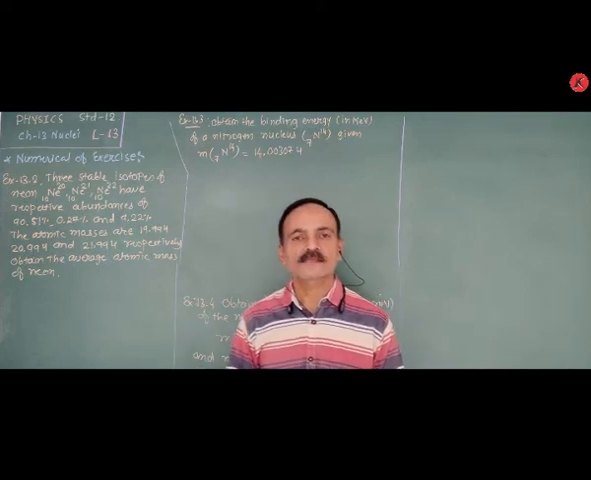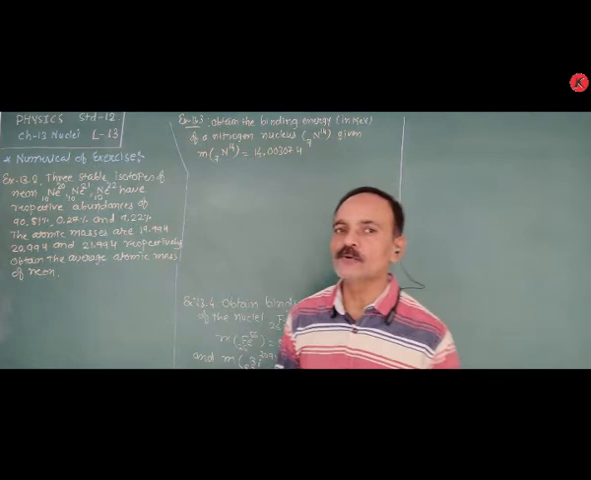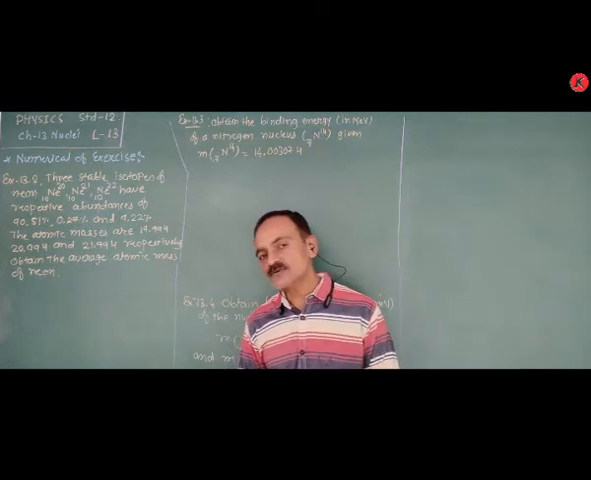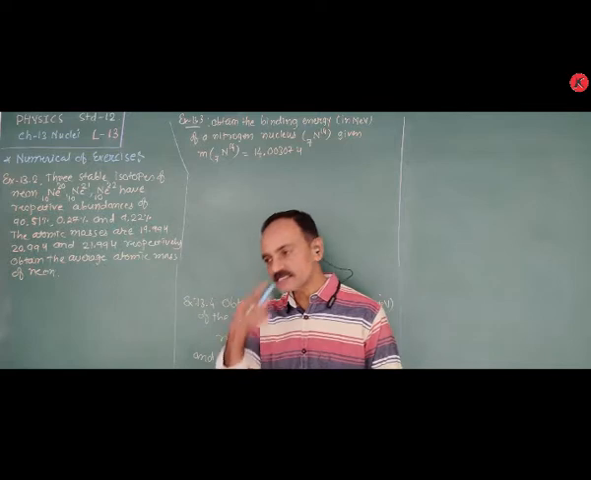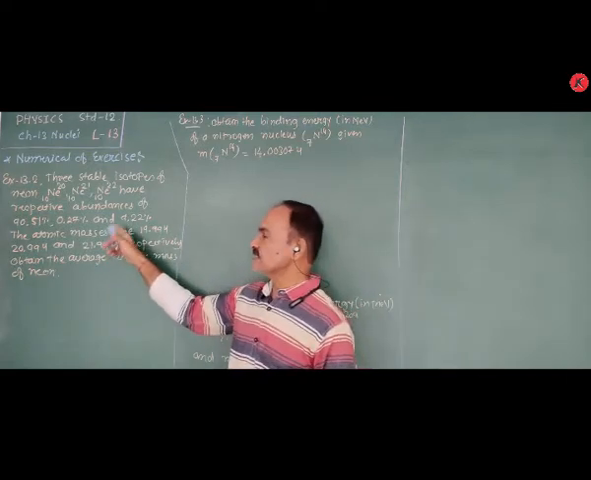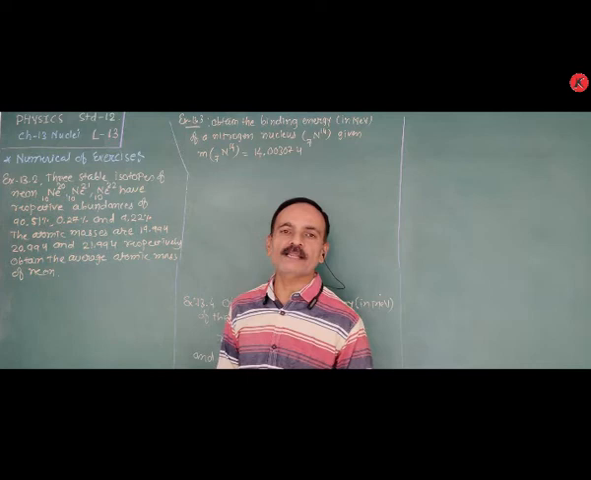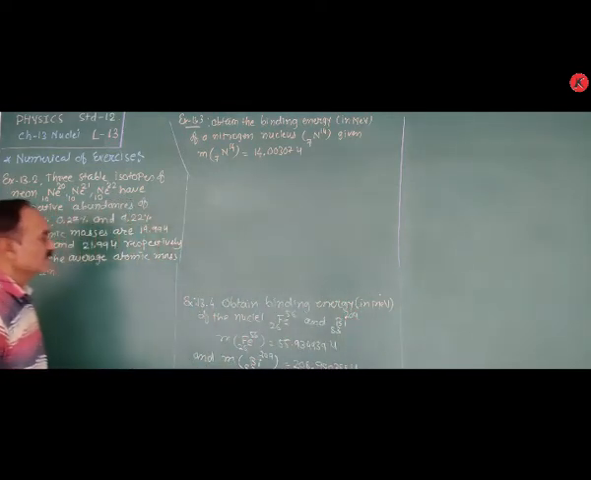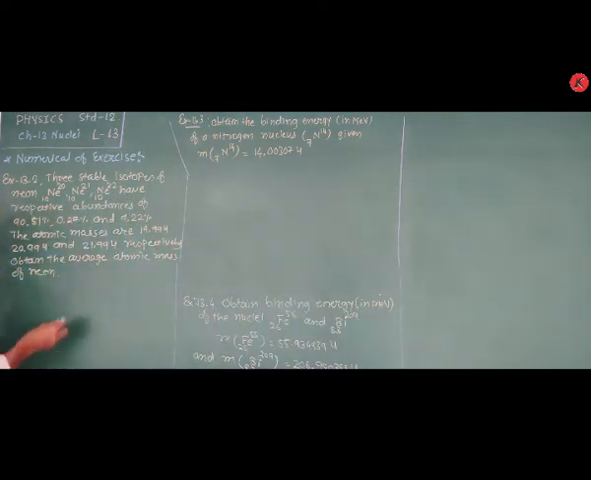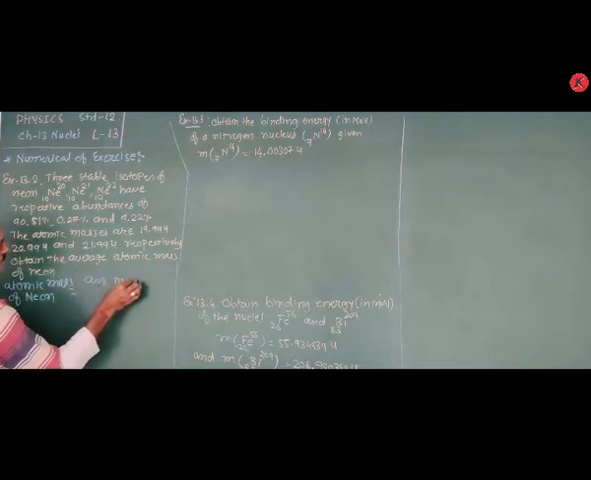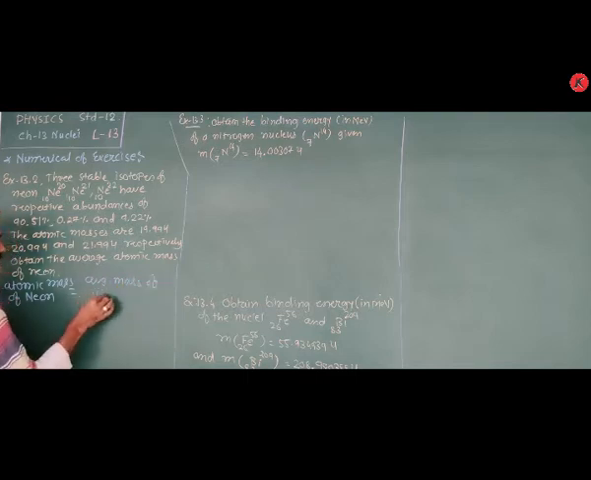The same equation applies: the atomic mass of neon is equal to the average mass of its isotopes. That means the sum of the masses of the isotopes divided by the total abundances. For that purpose, we can write the equation this way: the atomic mass of neon is equal to the average mass of its isotopes.